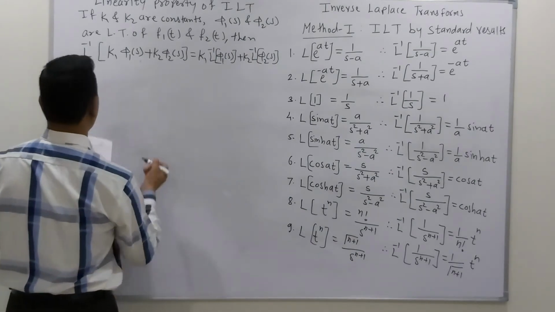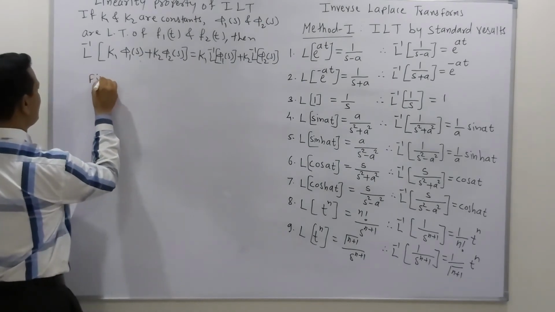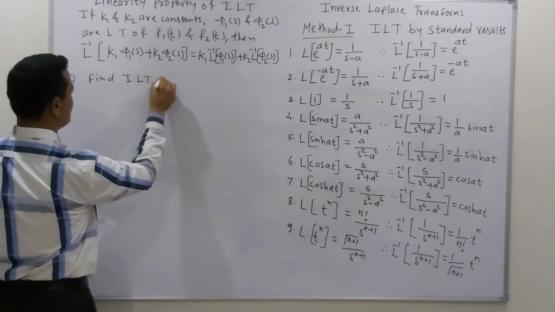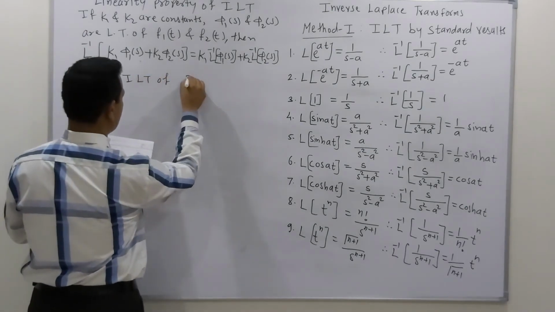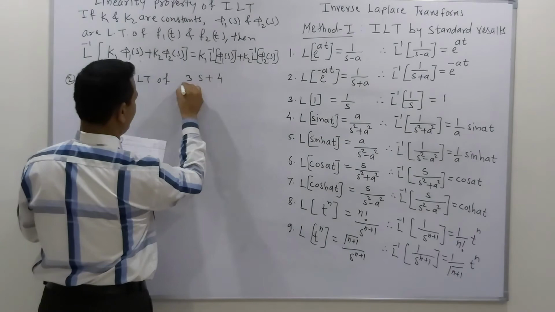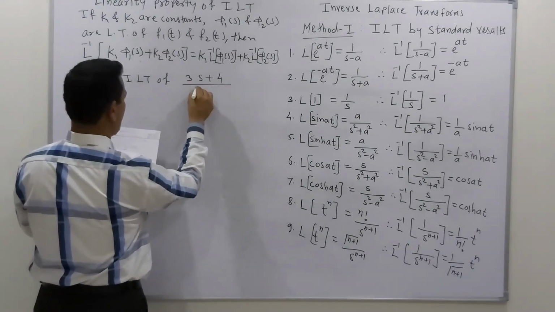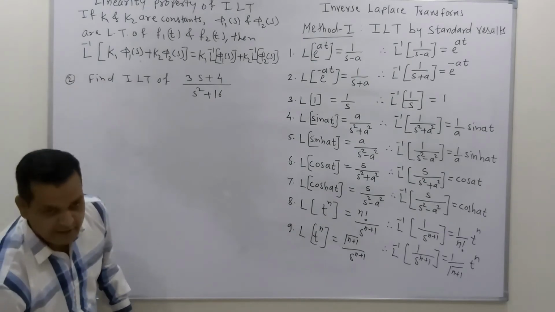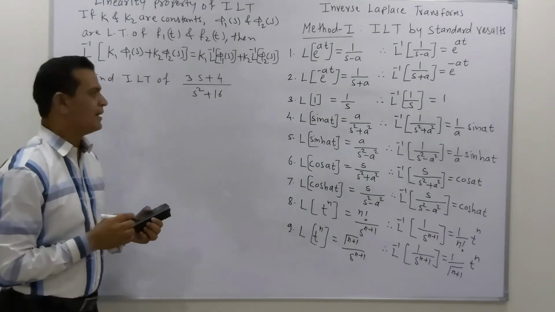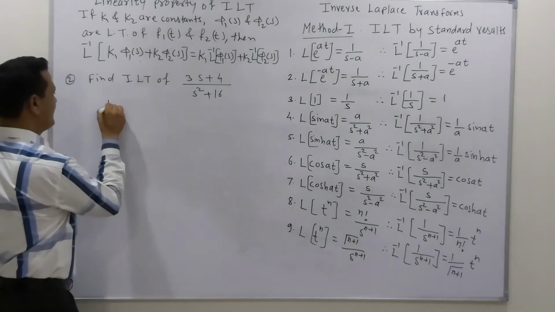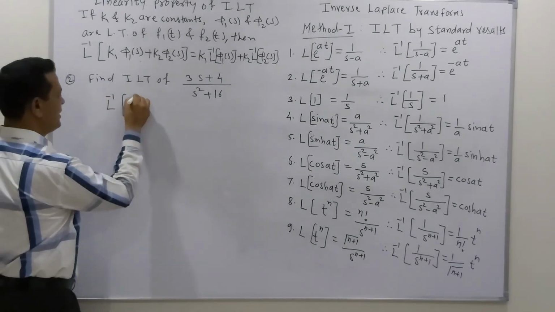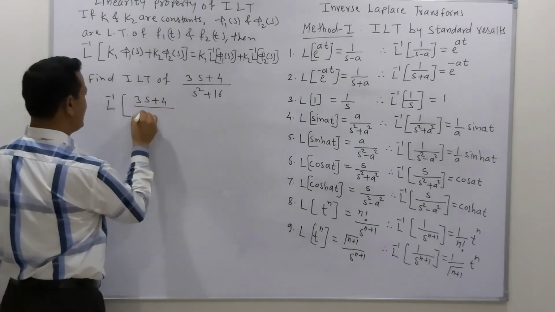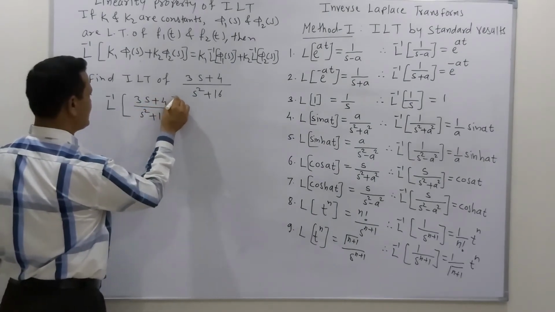So now the next example, the second example: find the inverse Laplace transform of 3s plus 4 upon s square plus 16. Let's take this simple example so that your concept will get clear. If we apply the inverse Laplace transformation to this term, we get 3s plus 4 divided by s square plus 16.